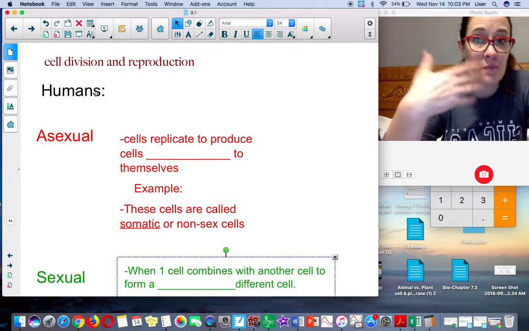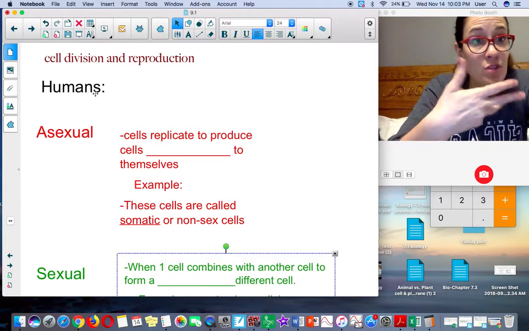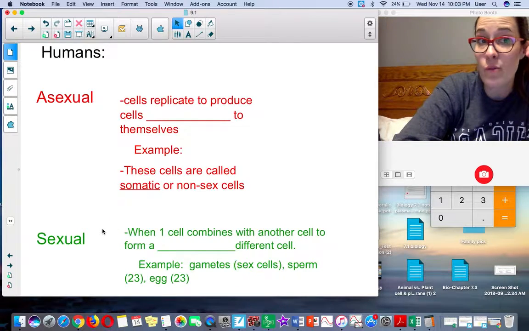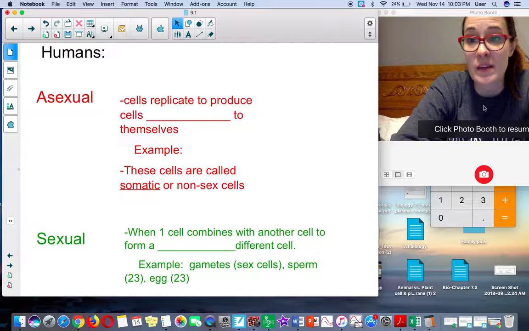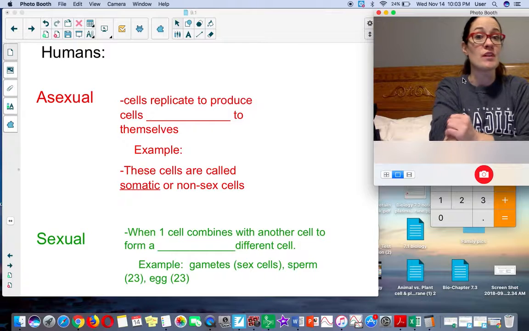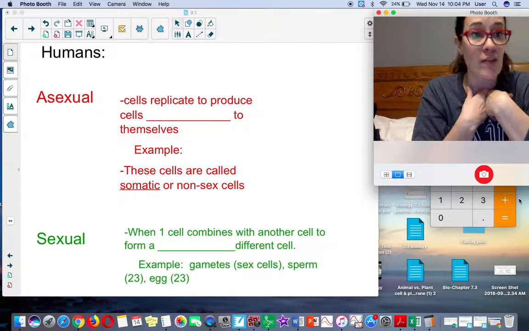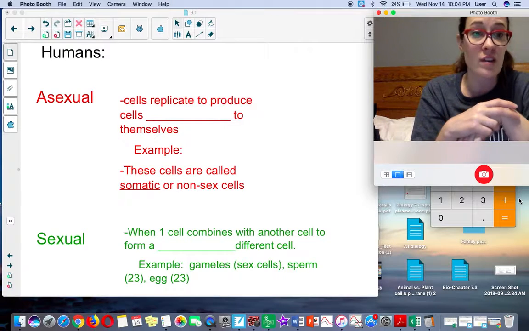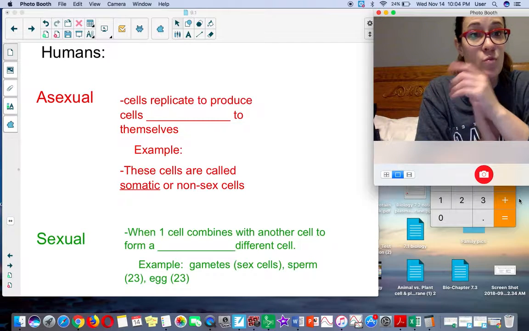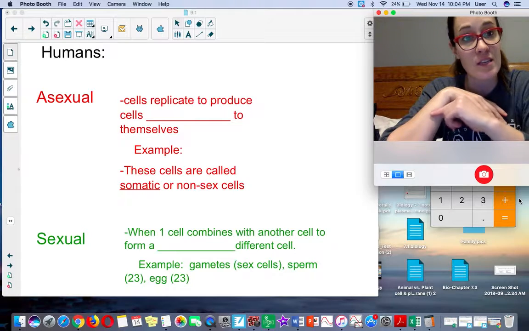Humans actually, and other living organisms, have 2 general types of reproduction. Asexual and sexual. A, remember, the prefix means without. So asexual is when cells replicate to produce cells that are identical to themselves. In humans specifically, we have certain cells that replicate all the time to replace cells that have been worn out. A few examples. 1, skin cells. You shed cells and those cells need to be replaced.